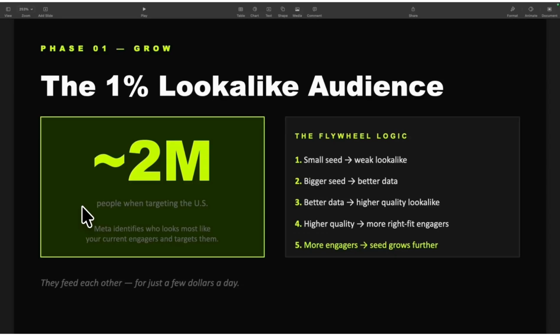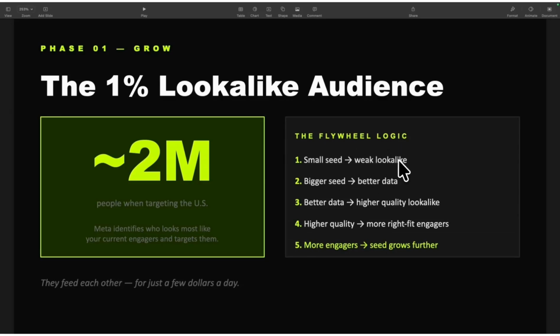So at first, at least the lookalike audience isn't going to be of high quality because your seed audience is small. Let's say you only have, for example, 10 followers and you're using that as your seed audience. Meta is going to look at 2 million people that are closest to those 10 followers, right? That's pretty hard to do. But as your followers grow, as your engagers grow, people that comment, your likes and things like that, after that grows, Meta will have a better and better idea of who's the type of person that will engage with your content, right? So this is the flywheel logic. We start with a small seed and a weak lookalike audience.